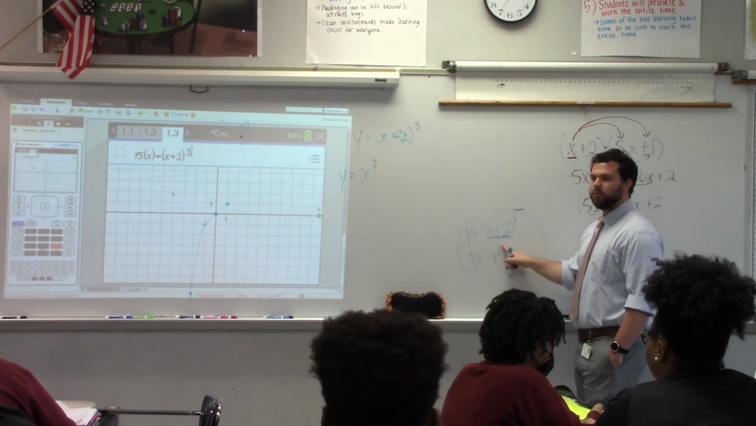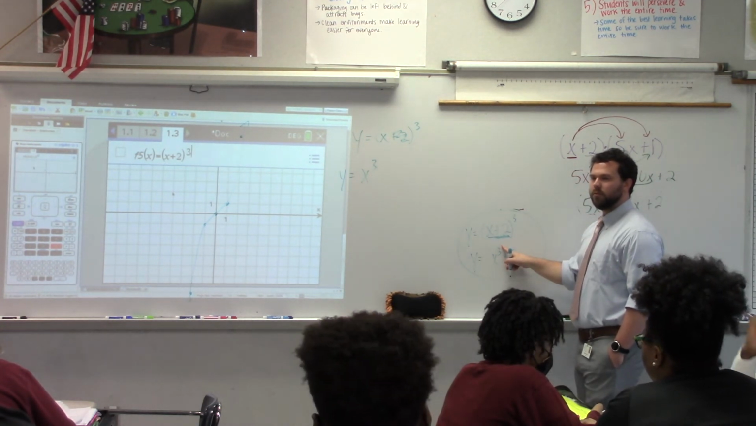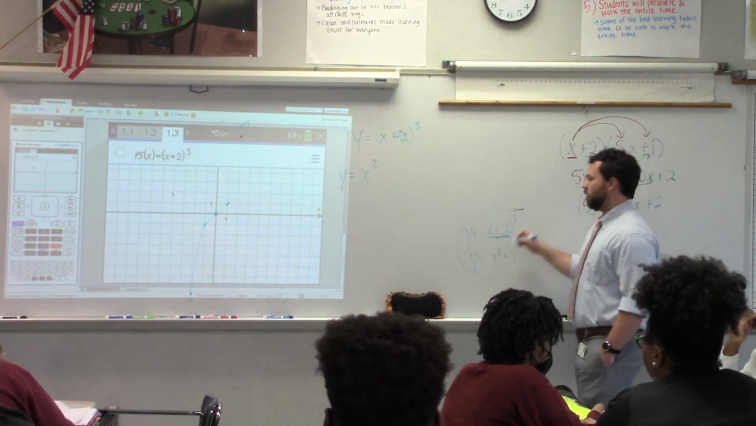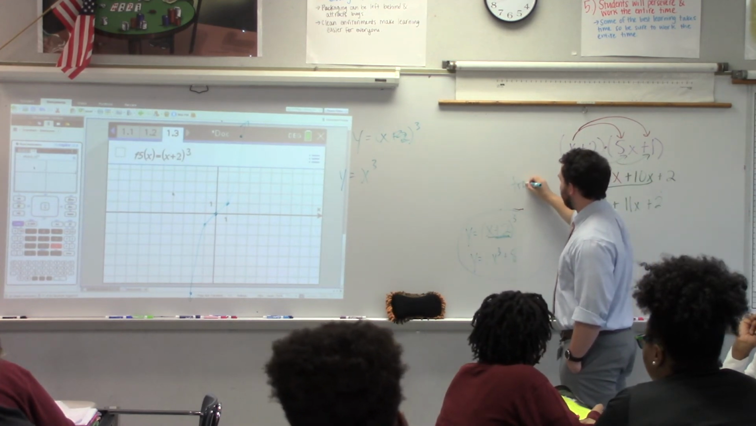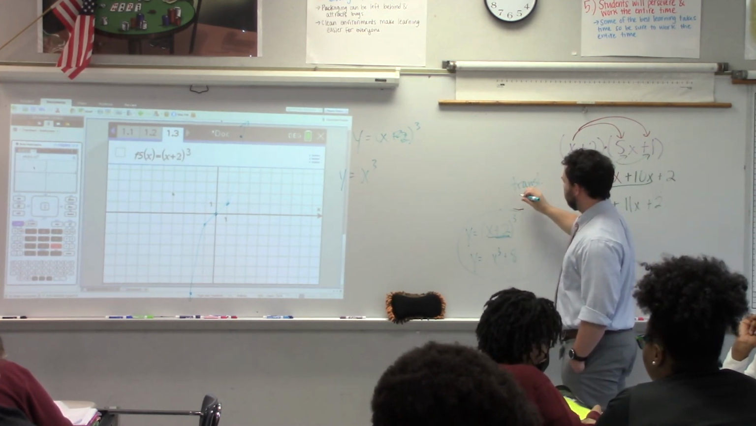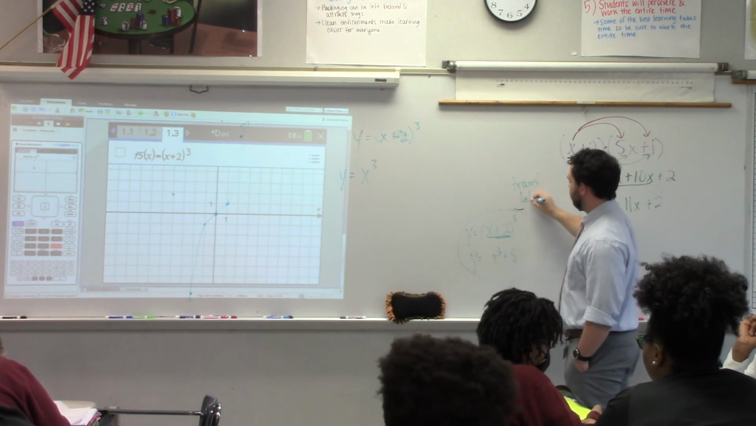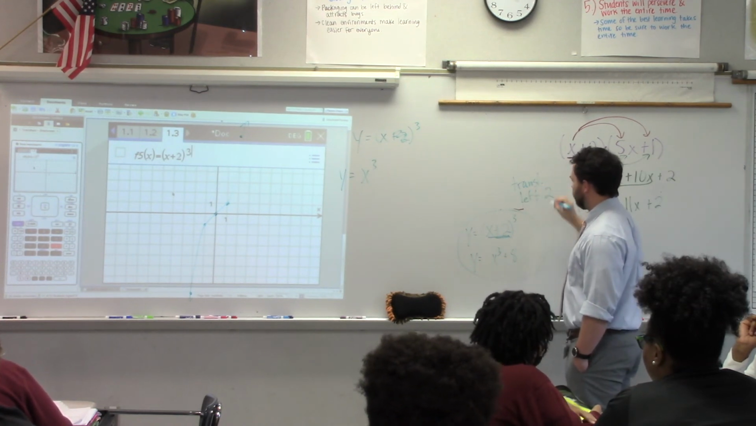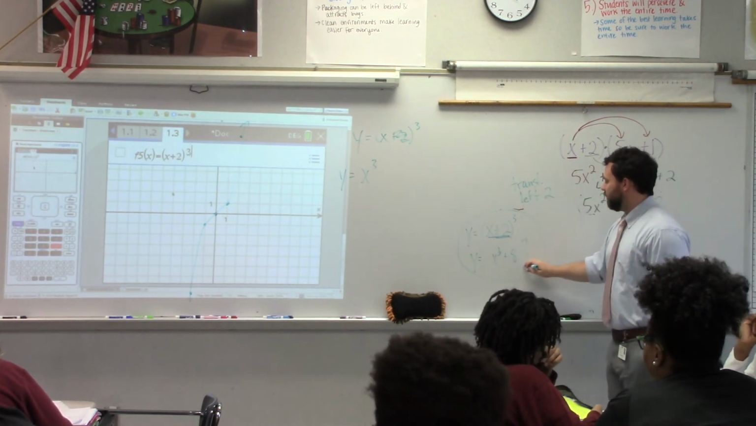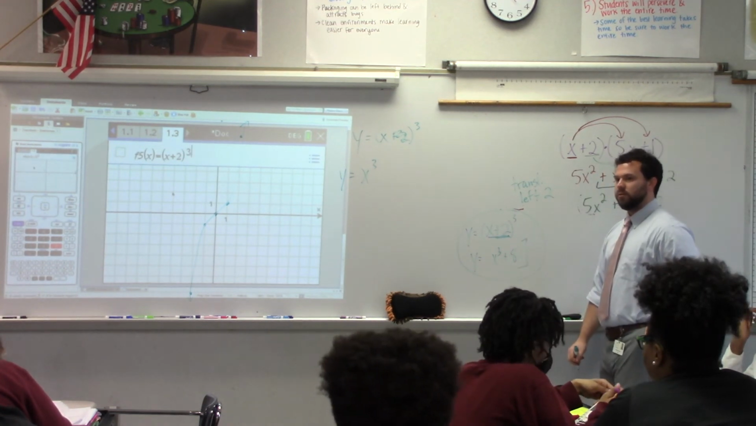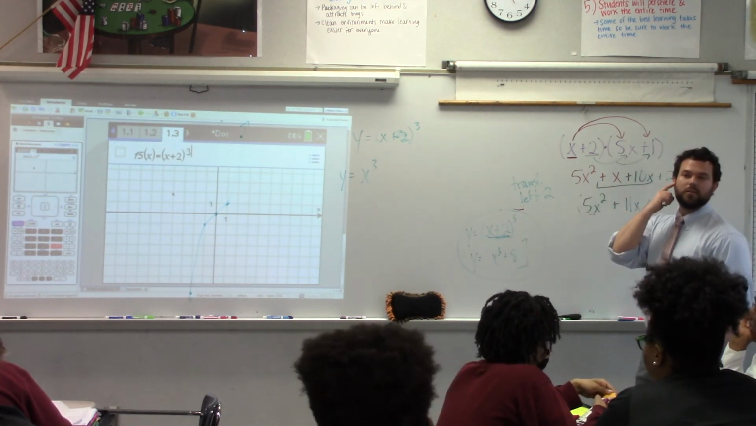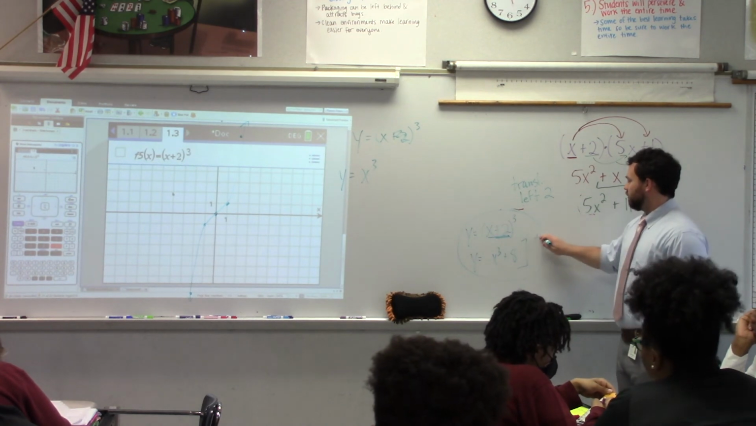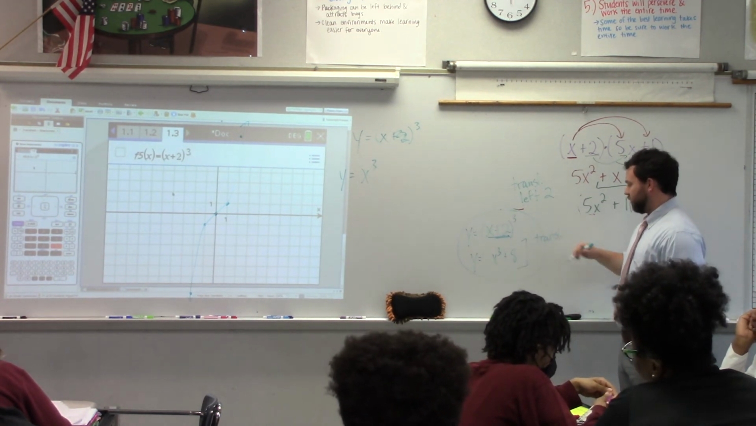They moved to the left. Okay, translation. So instead of saying moved, it's a horizontal translation to the left. How far? 2. What's happened in this function? They moved up. Hey, Tyrese, thank you. Translation. So it's a vertical translation.